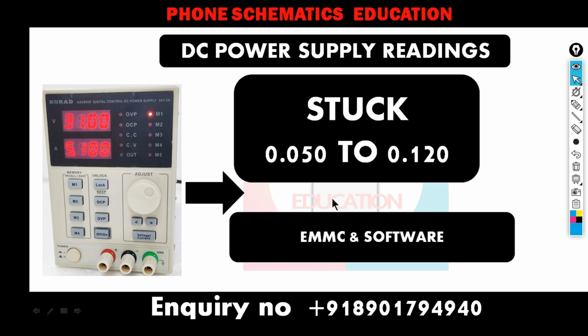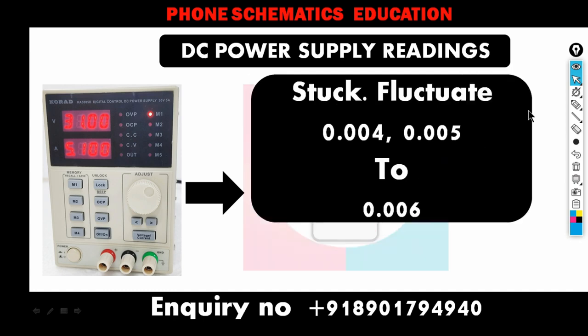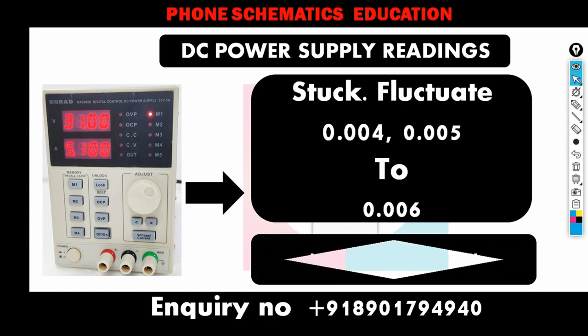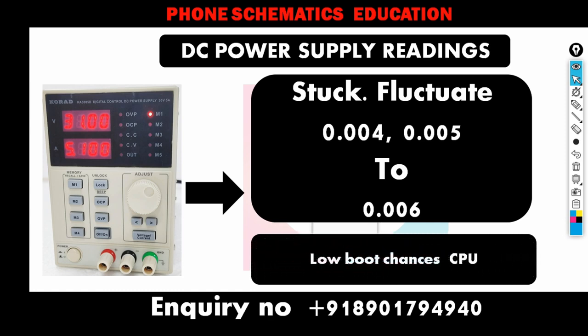So you can work on an MMC or software. Clear? Now next. In this case, when you connect the DC power supply and press the on/off button, it shows 0.04 milliamp, 5 and 6, and it either fluctuates or gets stuck in between. Then we can call it a low boot.